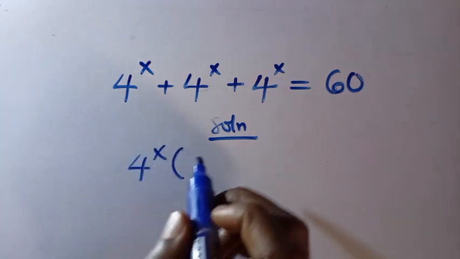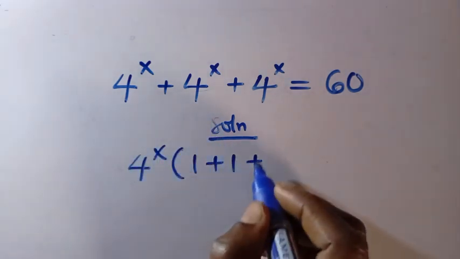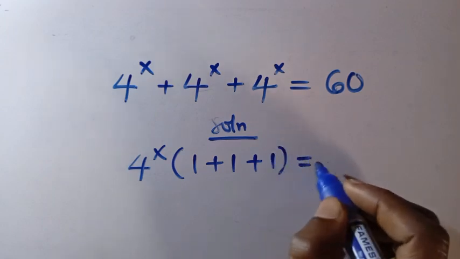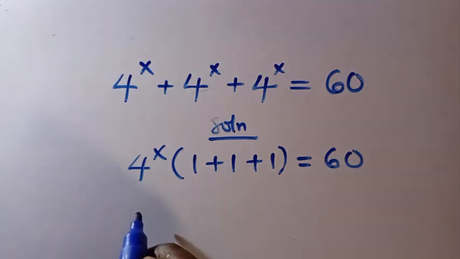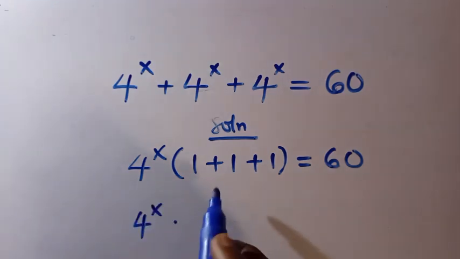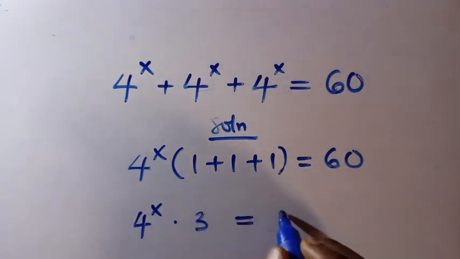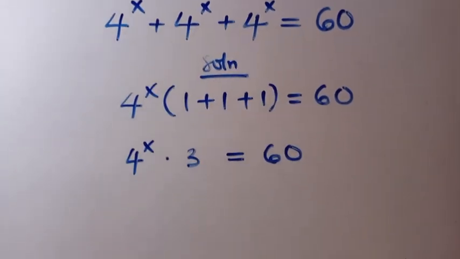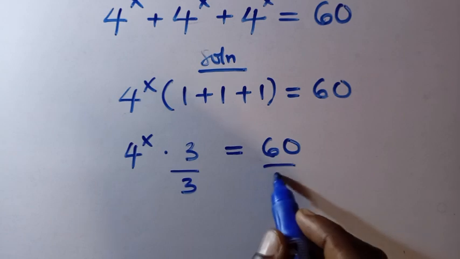When we divide the first one, we have 1, plus 1 for the second one, plus 1 for the third one. This equals 60. Then we have 4^x multiplied by the addition of all these, which is 3, and everything equals 60. Then let's divide both sides by 3.